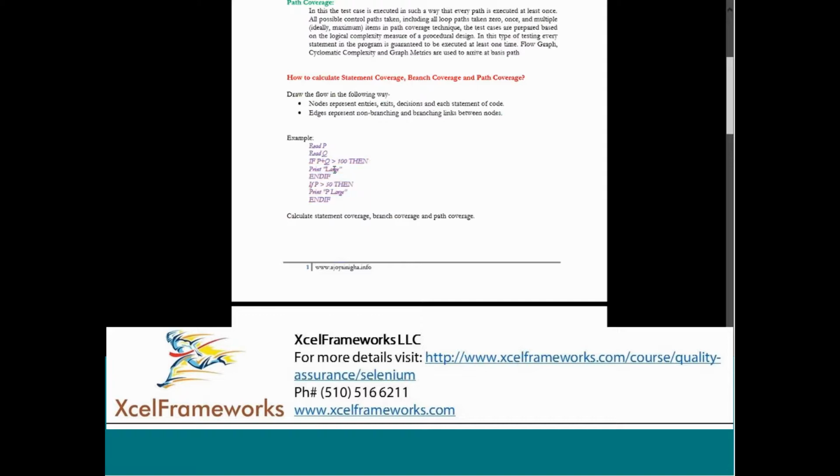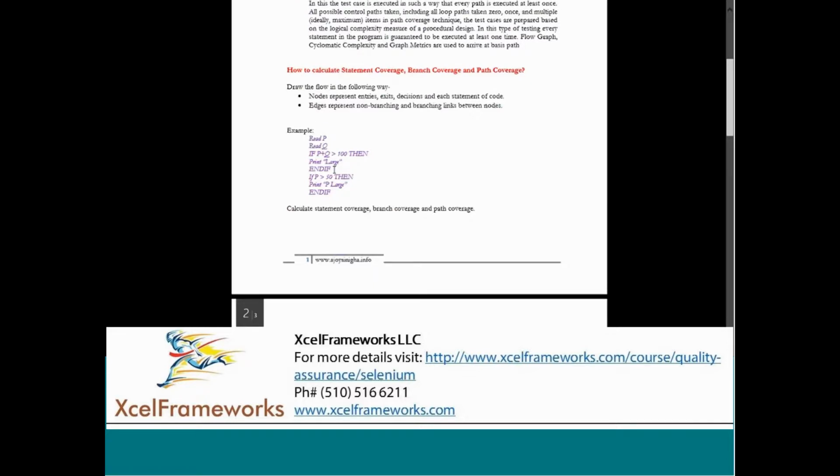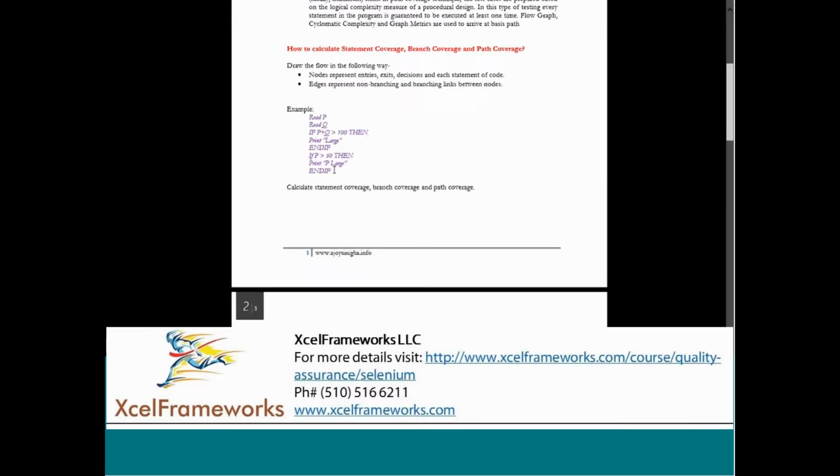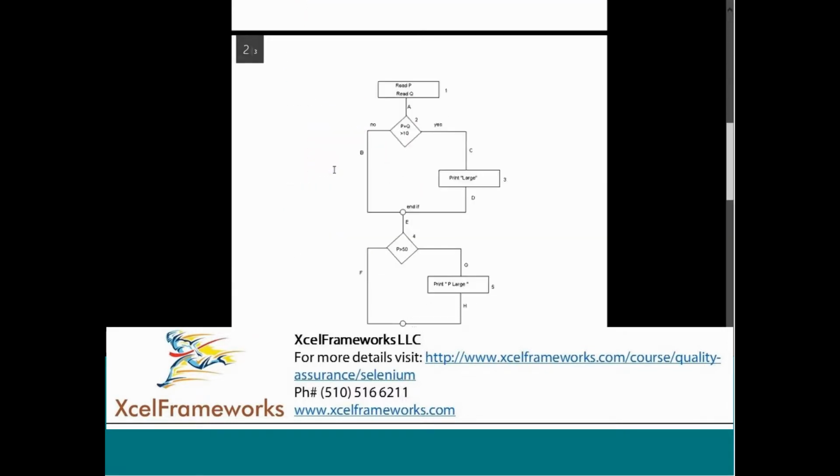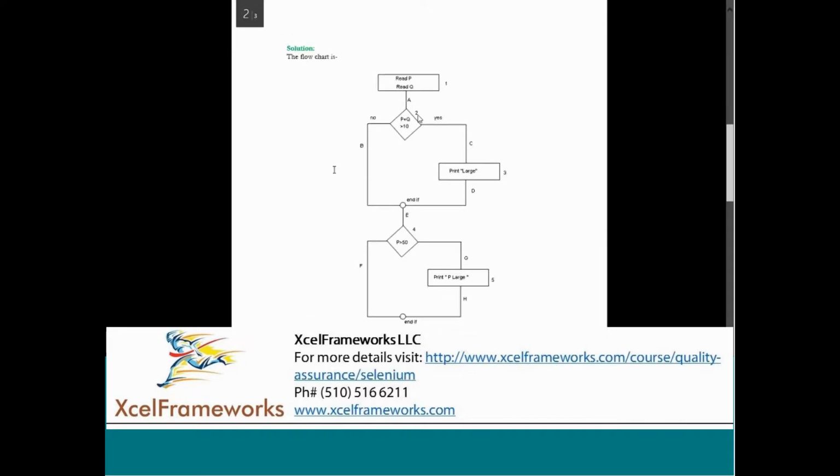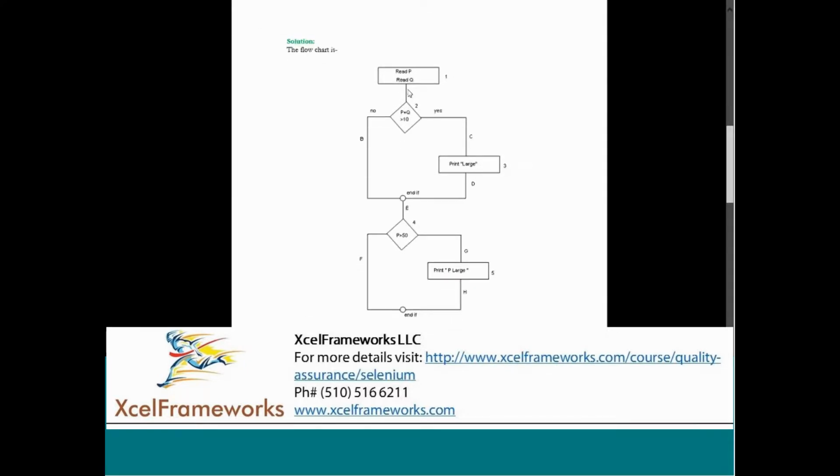Further, we'll try to understand this through a flow diagram. The same thing is represented in a different way. Read p, read q; I'll call this node 1a. Then p plus q greater than 100: if it is yes, I'll call this node 2c, print large, and come back here.